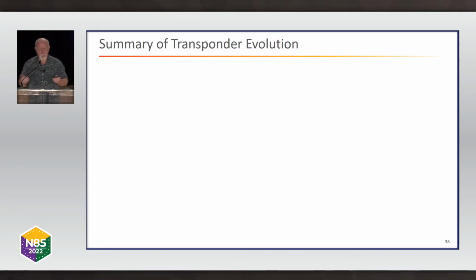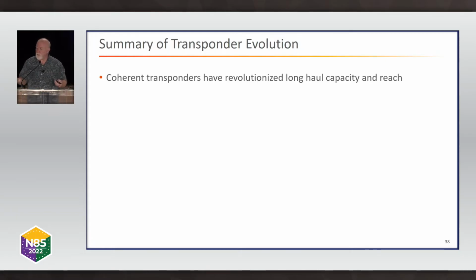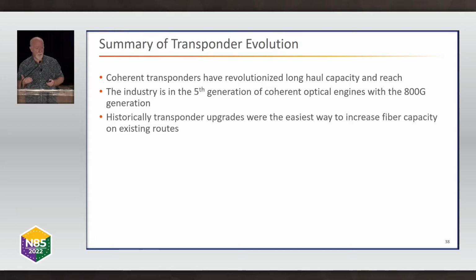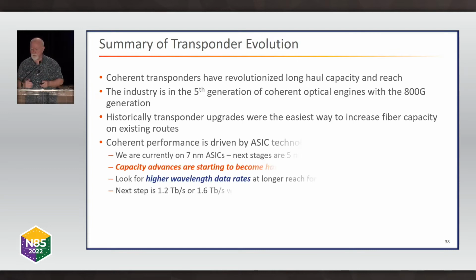So a summary of the transponder evolution: coherent transponders have certainly revolutionized long-haul transmission. We're in the 5th generation of that today with the 800 gig generation. Historically, transponder upgrades were the easiest way to increase fiber capacity on existing routes. Remember my 3 levels of options, right? This is option 1. You're following the transponder evolution curve. You don't have to change your optical fiber. You don't have to change your line systems.